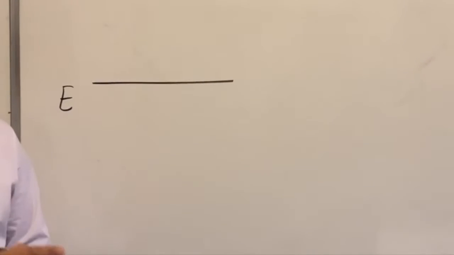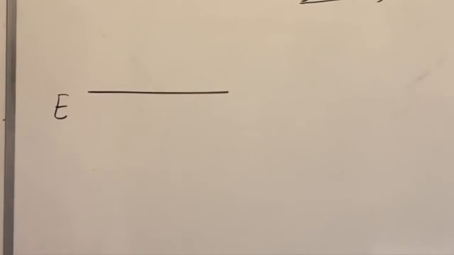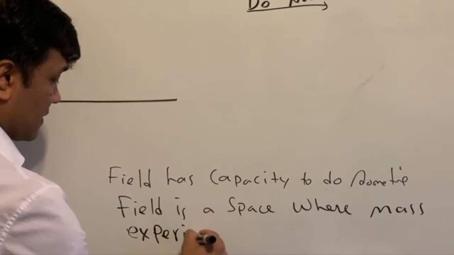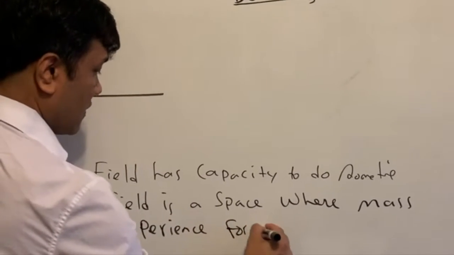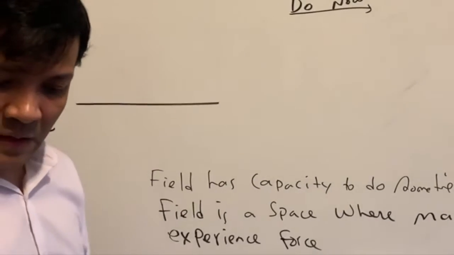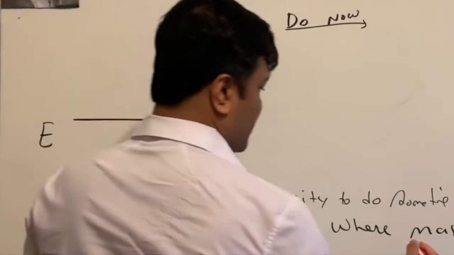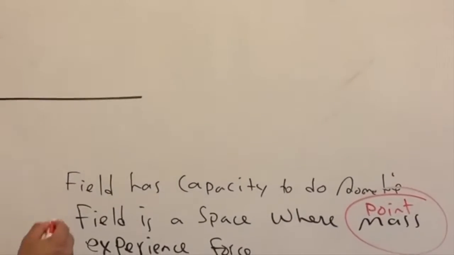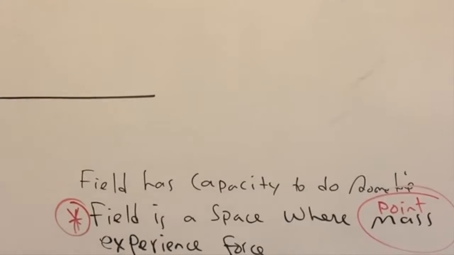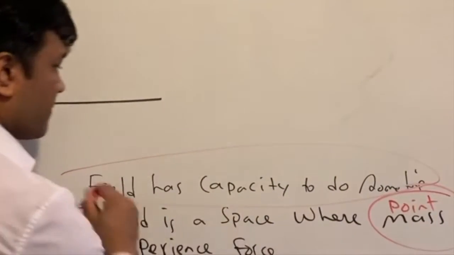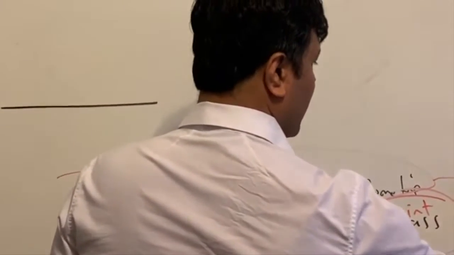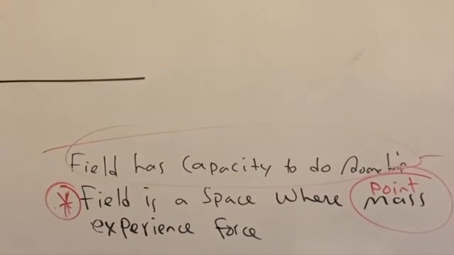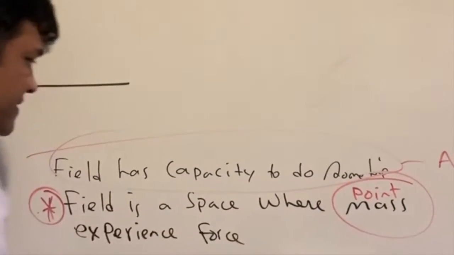Before we do that, I'm going to give you another definition of field. Yesterday I gave you that a field has a capacity to do something. What type of mass experiences force? Let's be precise. We're going to call it point mass. So today our definition is a little bit more advanced. That definition was for the analogy of the temperature field, and this definition is a textbook definition. Field is a space where point mass experiences force.